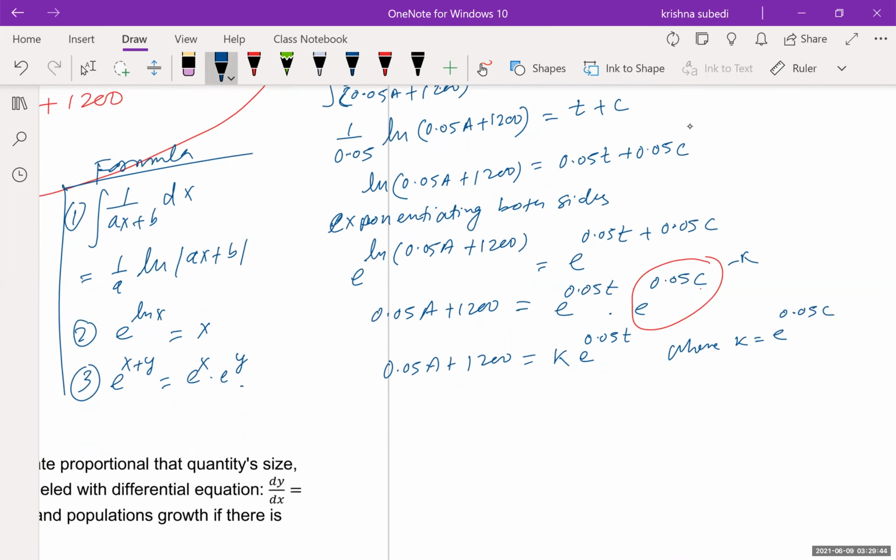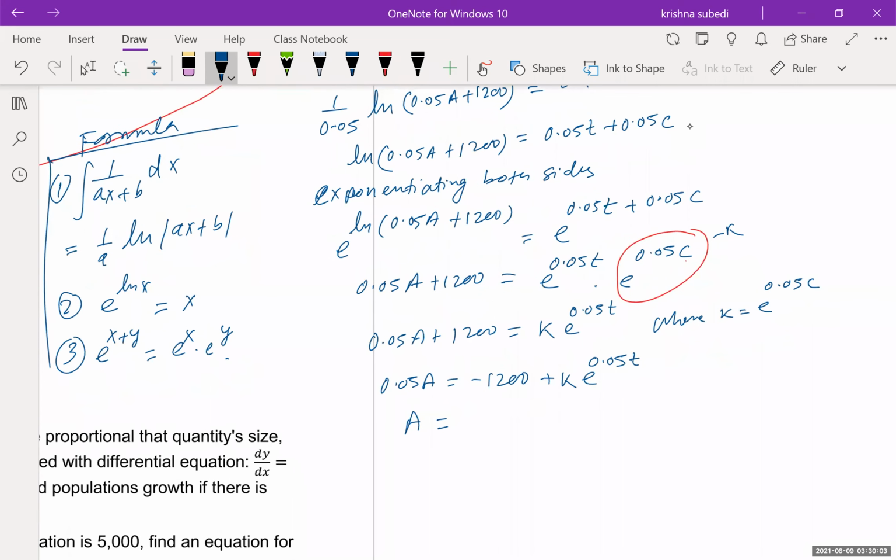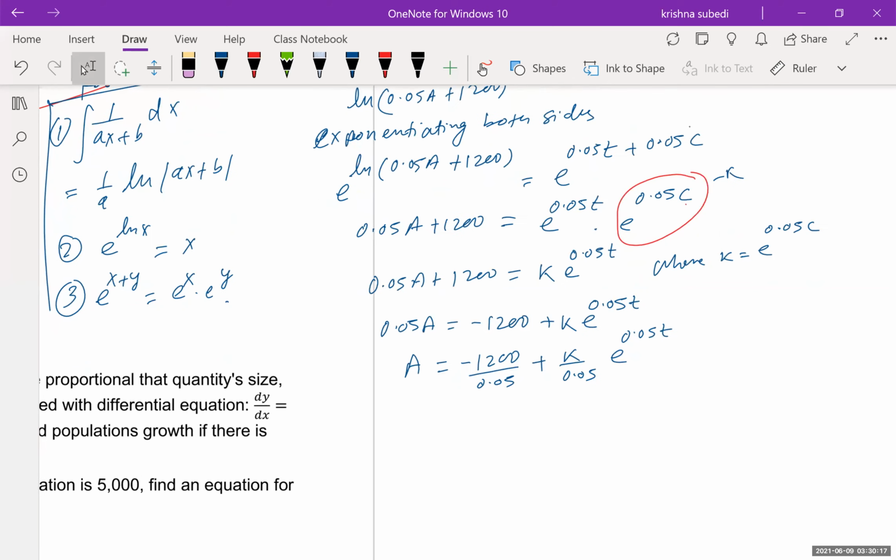Again, our goal is to find A here. So 0.05A becomes negative 1200 plus K e raised to the power 0.05t. To find A, divide both sides by 0.05, and we get negative 1200 over 0.05 plus K over 0.05 times e raised to the power 0.05t. Okay, that's what we get. Any questions so far?